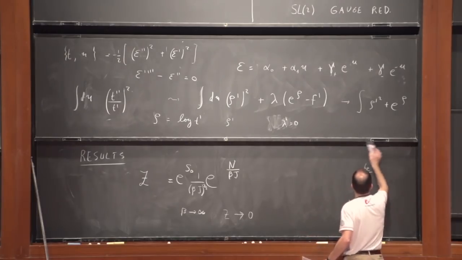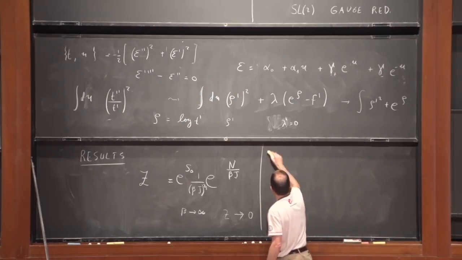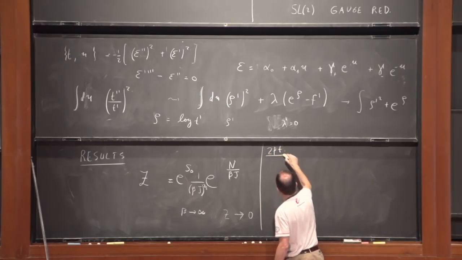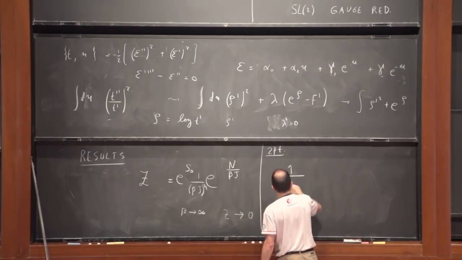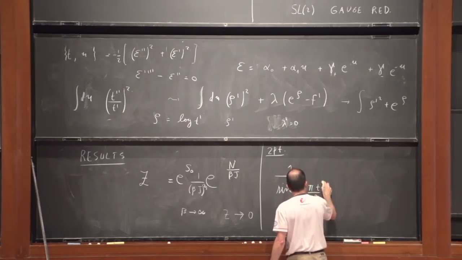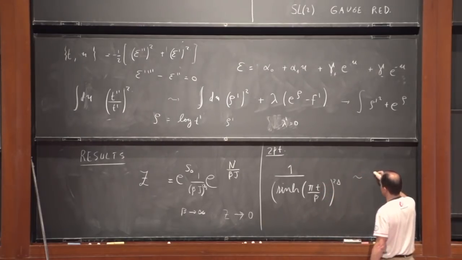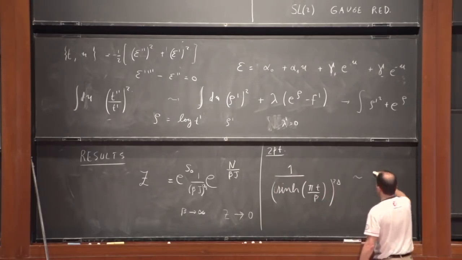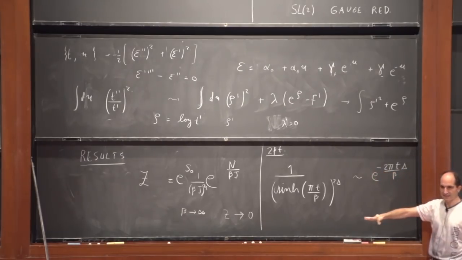The other thing was the two-point functions. So the answer that you get in the classical theory is just 1 over sinh of pi t over beta, to the delta. And then for large Lorentzian times, there is an i here, and it's not very important. This goes like e to the minus 2 pi t over beta times delta. And this is the leading quasi-normal mode that Douglas discussed.